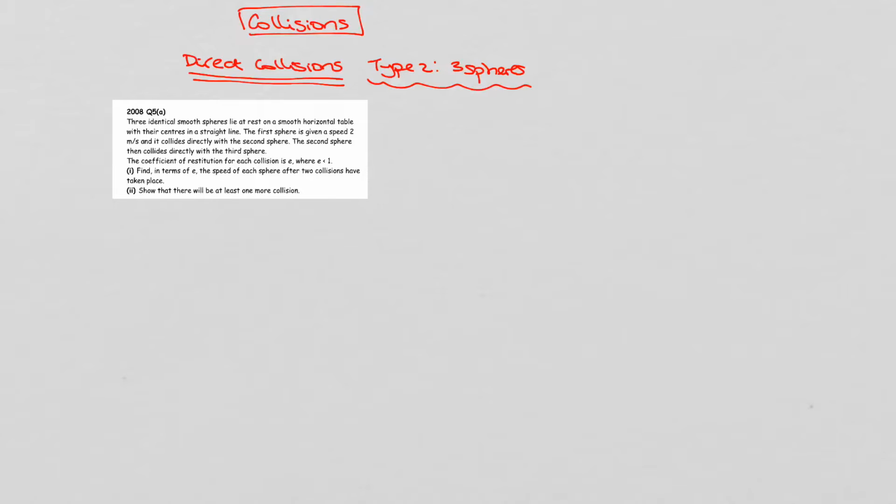Collisions, direct collisions, type 2, 3 spheres. In 2008, we had 3 identical smooth spheres lying at rest on a smooth horizontal table with their centres in a straight line. So the fact that they are identical is important, which means that their masses are all the same.